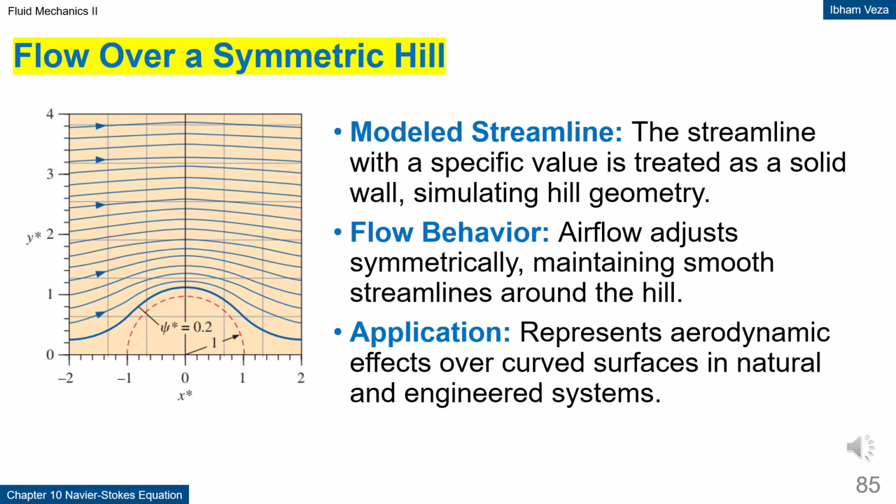Flow over a symmetric hill. In this model, a particular streamline is treated as a solid wall, representing a symmetric hill. The flow smoothly deflects, following the hill contour without separation in the ideal model. This approach is used to study the influence of topography on airflow.